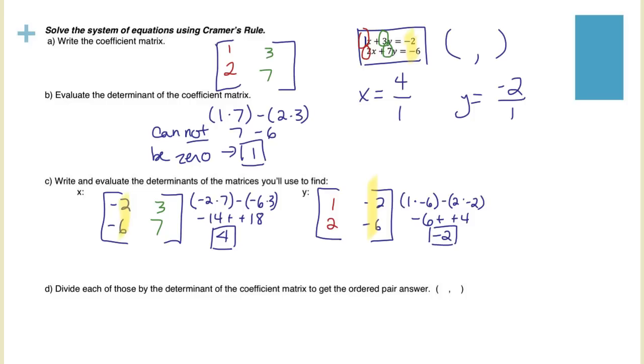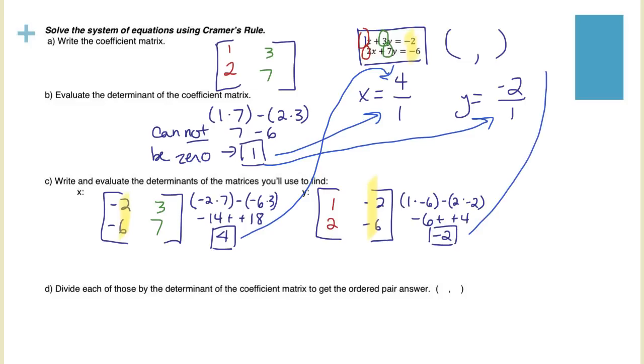So this went in both of those spots. This came up here, and this came up here. And so 4 divided by 1 is 4. -2 divided by 1 is -2.